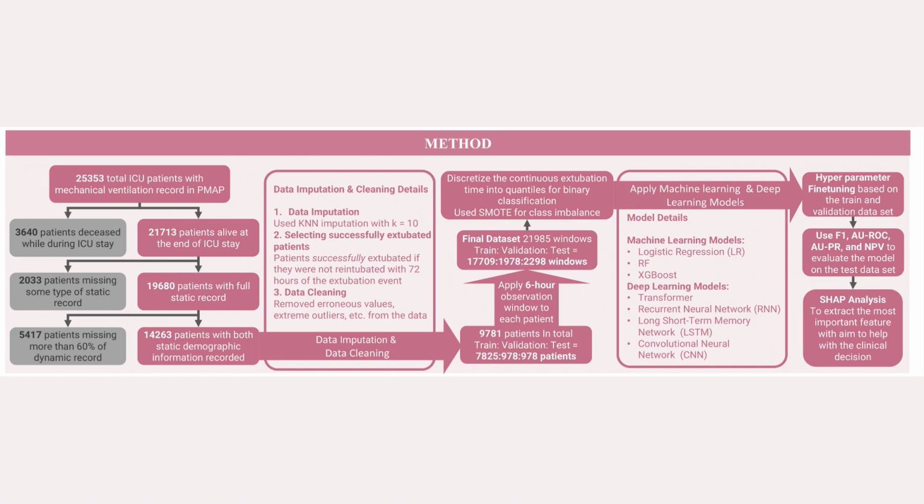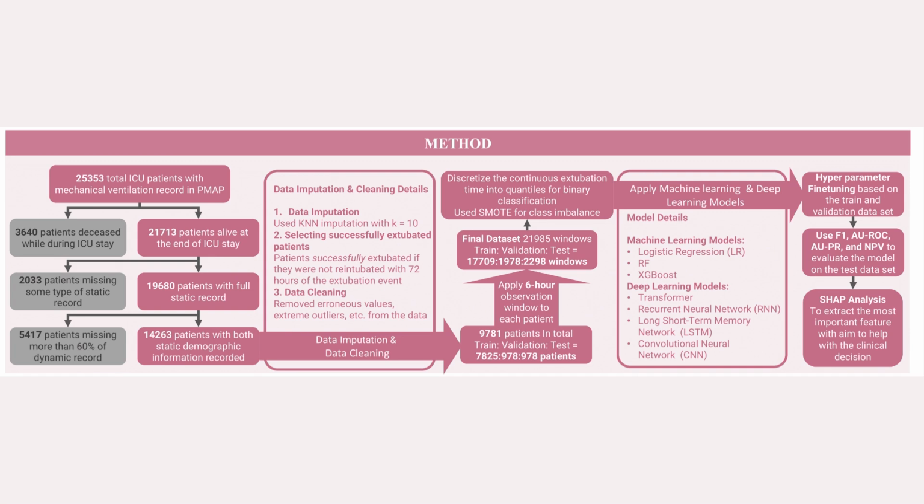The method here is the overall pipeline of our study. We first do the inclusion and exclusion on the raw dataset pulled from PMAP, getting around 14,000 patients, and then we conduct data imputation based on clinician input and data cleaning to remove erroneous sample points and extreme outliers. We end up with around 9,000 patients, and we split them into train, validation, and test sets with a ratio of 8 to 1 to 1.